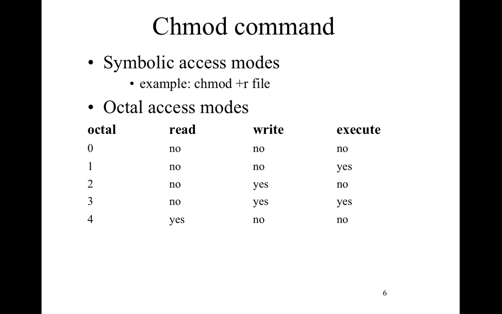So here's our symbolic accesses we saw before. We could use the octal access modes, or the symbols with the R and the W, plus R plus W, and the file name.